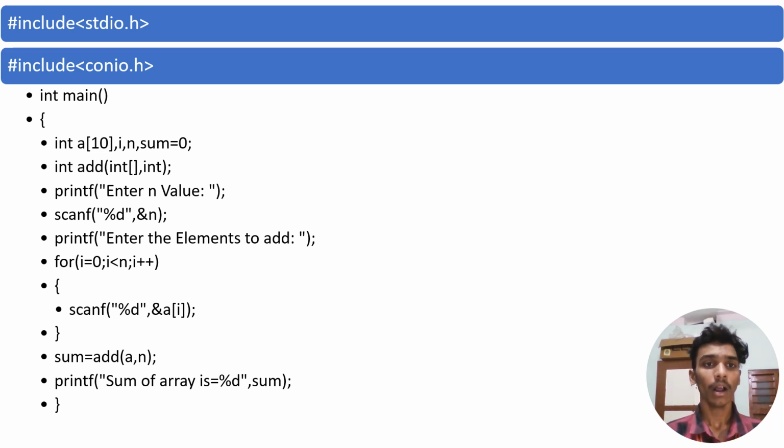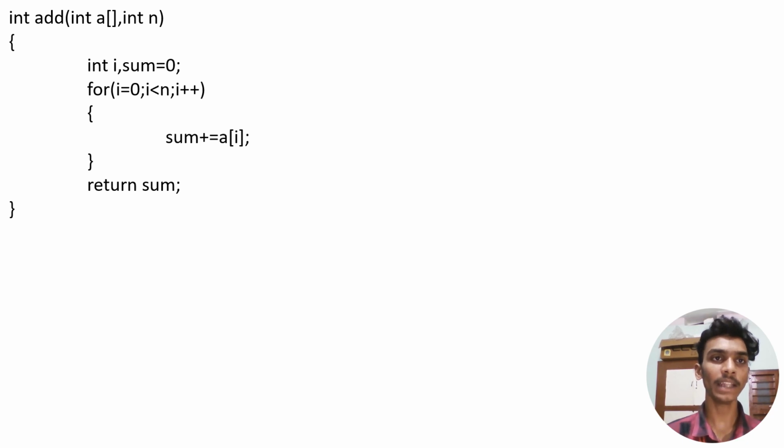Here we can enter the array elements to add. Using the for iteration statement, we can scan many variables in less time. Here we call the function with printf, and the cursor moves to the subfunction.